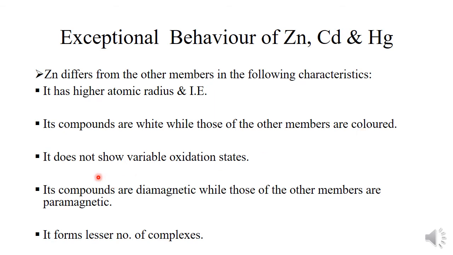Due to its completely filled orbitals, its compounds are generally white in color, while those of other members are colored. And it does not show variable oxidation states, whereas the other members of the d block can show a number of oxidation states. Its compounds are diamagnetic in nature, while those of the other members are paramagnetic. Why is this so? Because zinc has completely filled orbitals both in the ground state as well as in its common oxidation state. Next, it forms a lesser number of complexes.